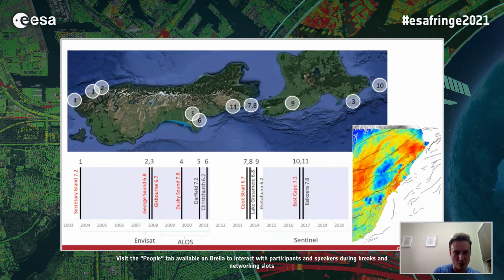As I said, this talk will really focus on Envisat. The nice thing with Envisat is that if we take away these two earthquakes here, Gisborne and George Sound, which were mostly offshore, so didn't cause too much deformation on land, and we trim the Envisat data set for the different scenes just before the larger earthquakes over Dusky Sound, and also excluding Darfield and Christchurch, we get a reasonable 8 years' worth of so-called interseismic data, where we shouldn't have too much contamination from other earthquakes.